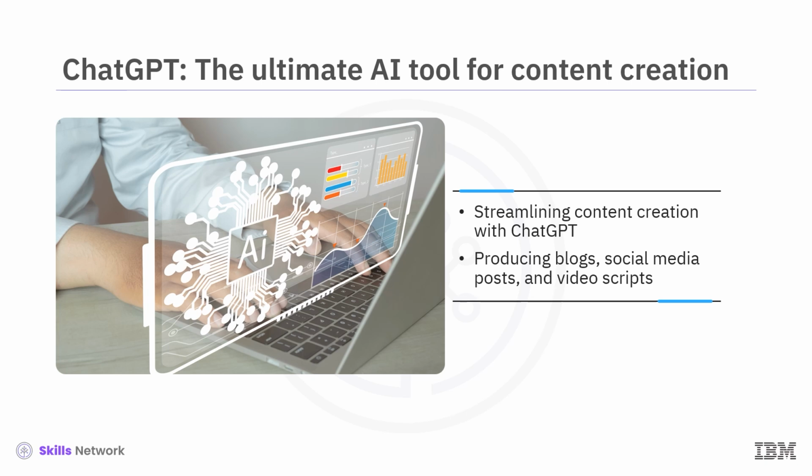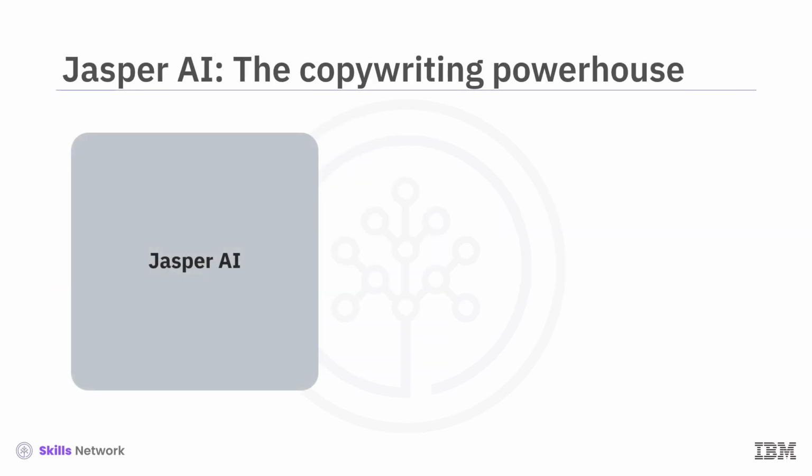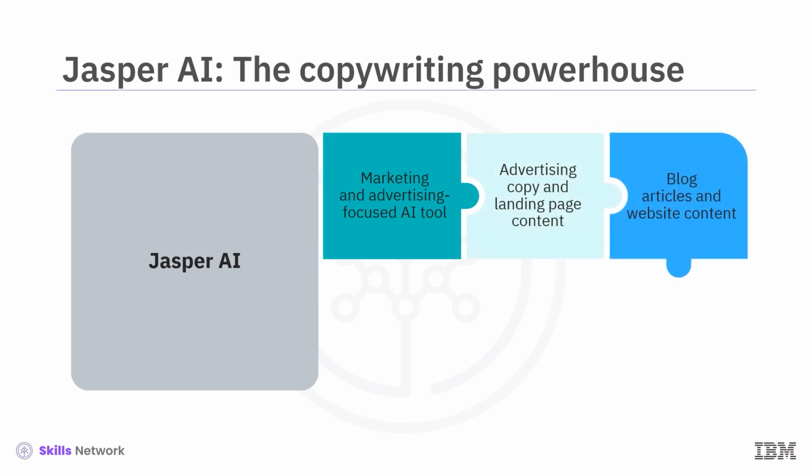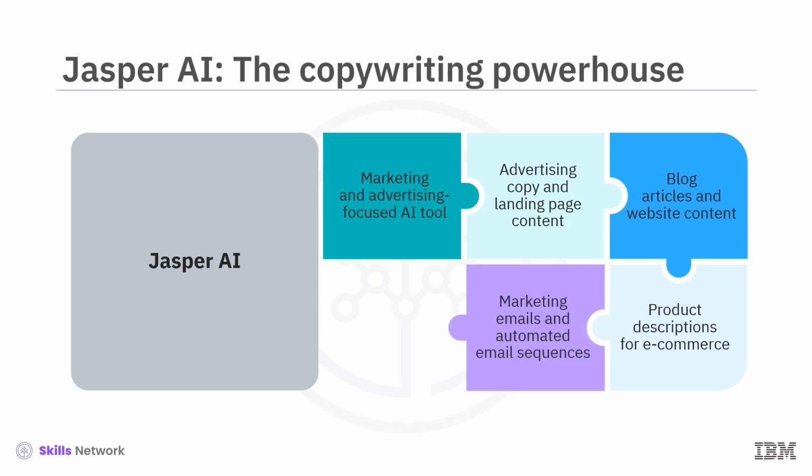While ChatGPT excels at text-based content, Jasper AI, formerly known as Jarvis, is a powerful tool designed specifically for marketing and advertising copy. Jasper AI is widely used by digital marketers to create a variety of content, including advertising copy, landing page content, blog articles, website content, and marketing emails. It enables users to craft compelling ad copy and persuasive landing pages tailored to specific objectives. Additionally, Jasper helps generate high-quality blog posts and product descriptions for e-commerce businesses based on user input or prompts. Many businesses also rely on Jasper to create engaging marketing emails, including automated email sequences for comprehensive campaigns, making it a powerful tool for content creation and digital marketing.